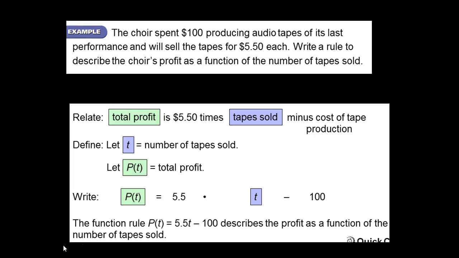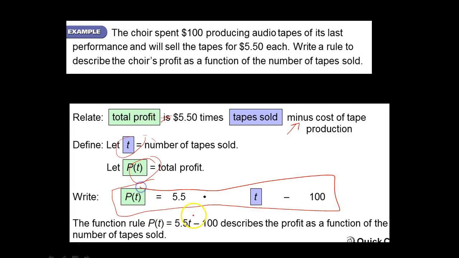Alright, you should have created the total profit equals $5.50 times the number of tapes sold, but you do also need to subtract your production costs. So they labeled here what everything stands for. Your equation, your function rule should be $5.50 times the number of tapes sold, T, minus the $100 it cost for production. So this is what I am looking for, is what you should have come up with.